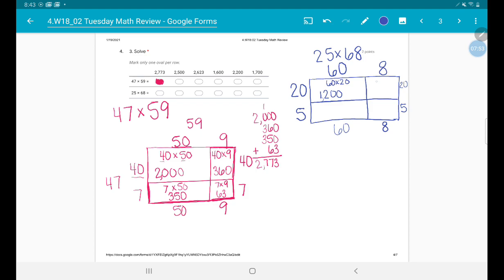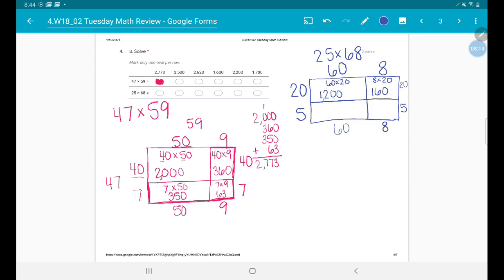To find the area of the section in the top right, I'm going to do length times width. Length is 8. Width is 20. 8 times 20. 8 times 2 is 16. Add a 0 at the end. 160 is the area of that part.